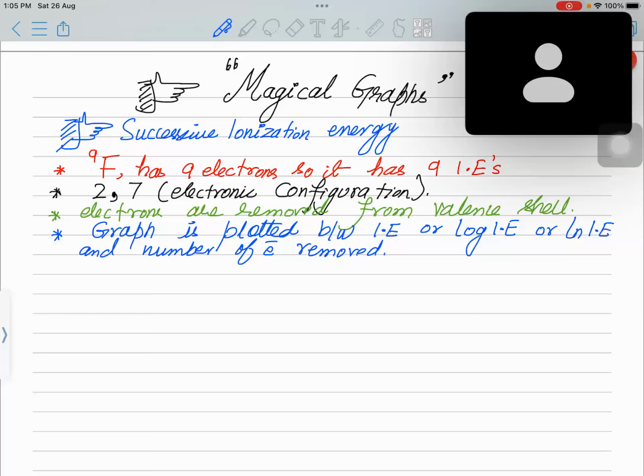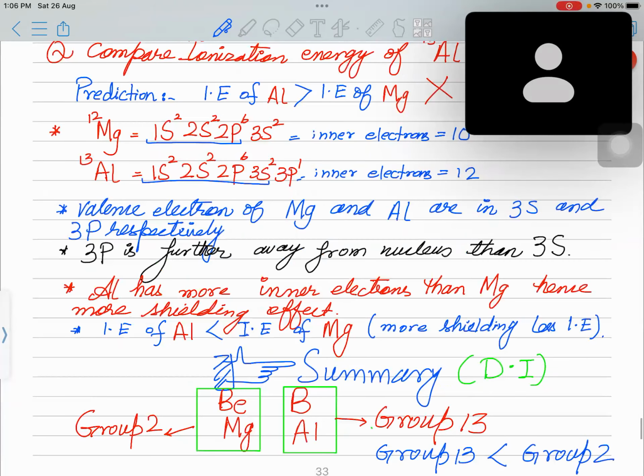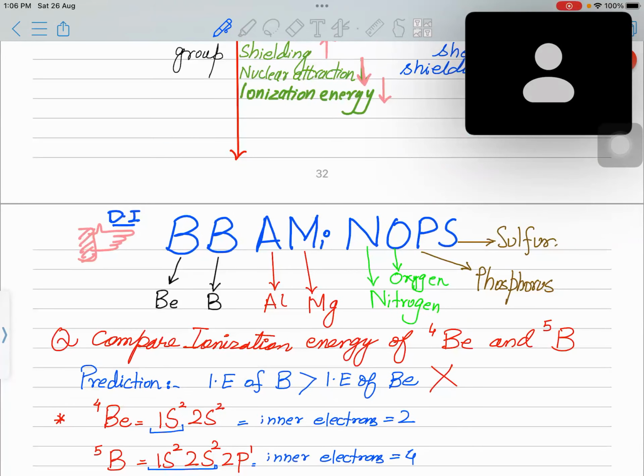Okay, next. What is BB aminops? Yes, what is BB aminops? Like you want us to tell about what is B, the elements or. Can you hear me? What is BB aminops? Was it like beryllium and then boron, and I think it was aluminum, magnesium? Exactly.